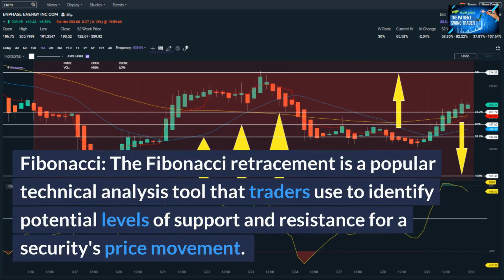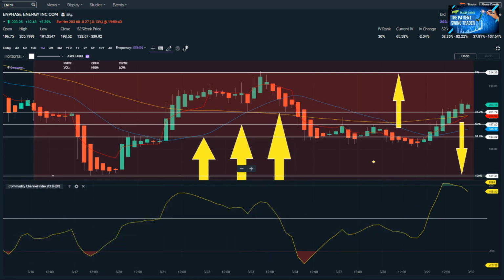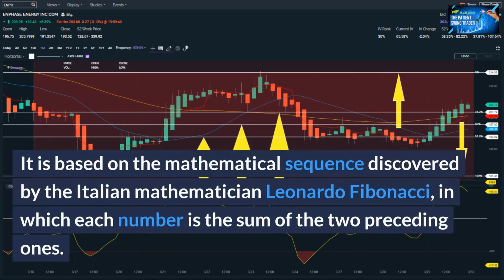Fibonacci. The Fibonacci retracement is a popular technical analysis tool that traders use to identify potential levels of support and resistance for a security's price movement. It is based on the mathematical sequence discovered by the Italian mathematician Leonardo Fibonacci, in which each number is the sum of the two preceding ones.